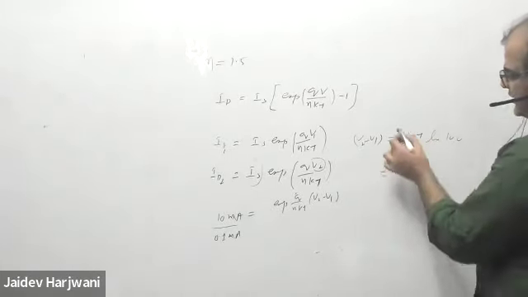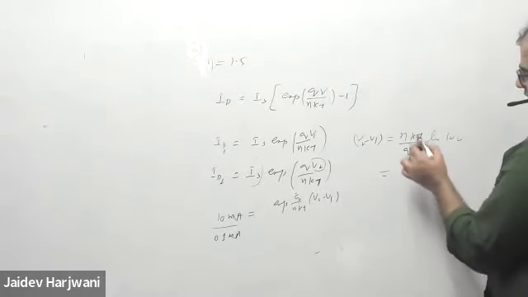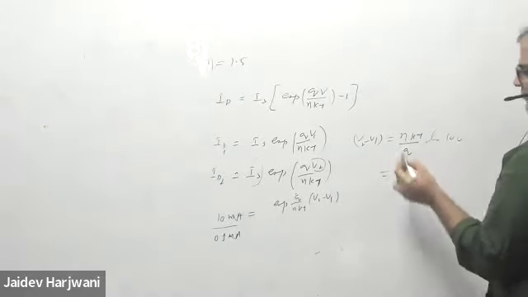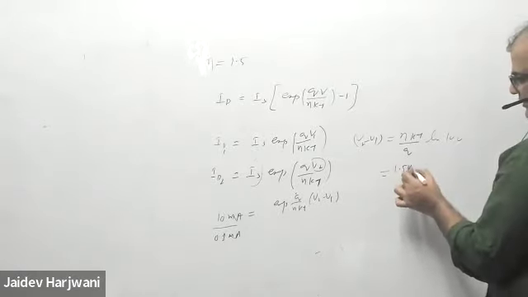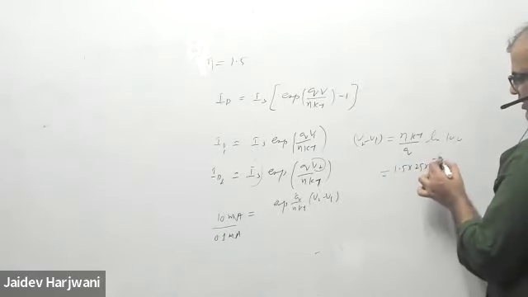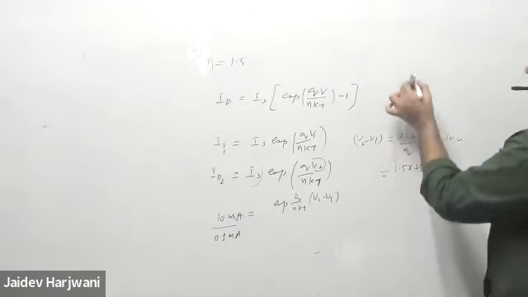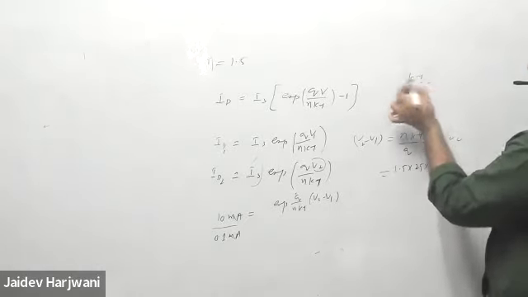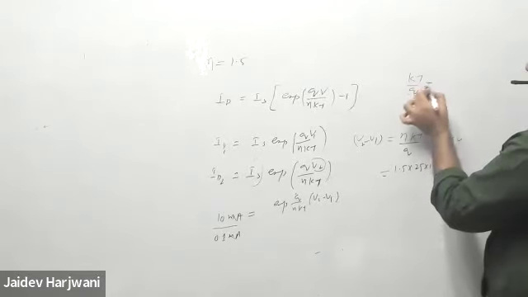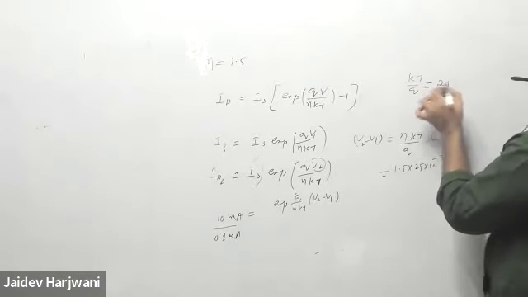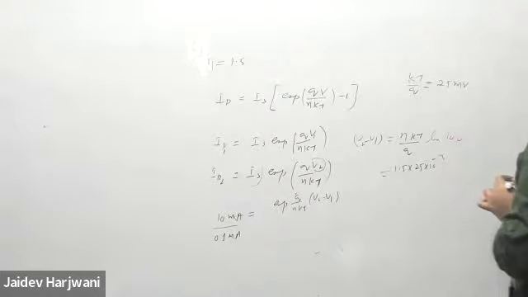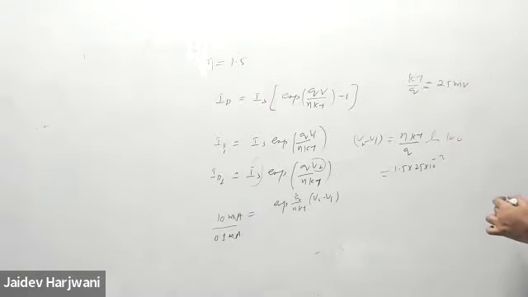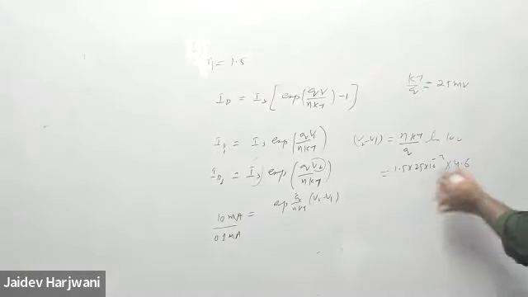And KT by Q, how can you take it? Can take 25 millivolts, and eta is 1.5. So 1.5 times 25 millivolt. KT by Q is in volts, and generally this is 26 or 25 millivolts. So take 25 millivolt. And how much is log 100? ln 100 is 4.6. How much is coming?